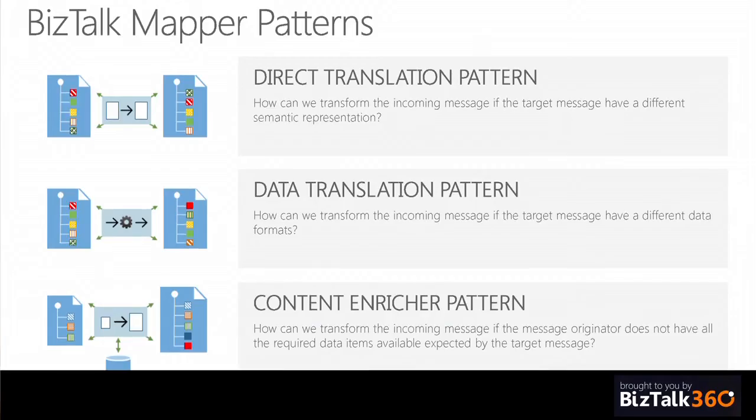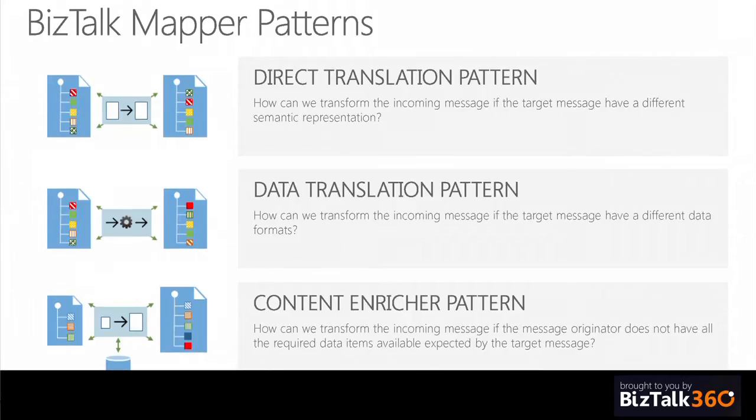So the first are the easy ones, direct translation mapping. How can we transform one message if the target schema is similar but has a different order of the elements, different names, or a different target namespace? The second is the one we normally do, data translation. How can we take a source element and translate it to a different data format, okay?